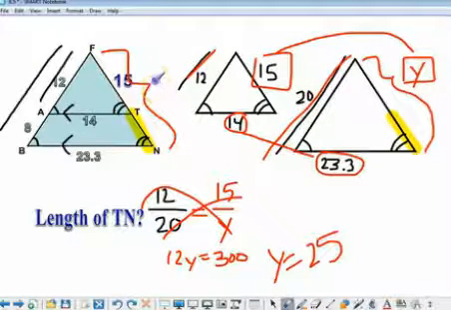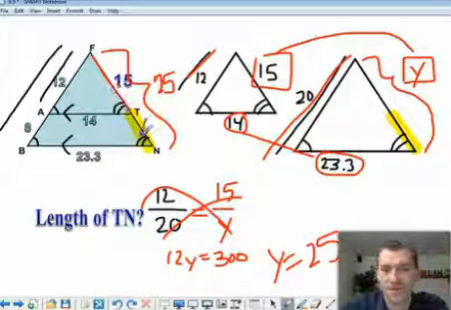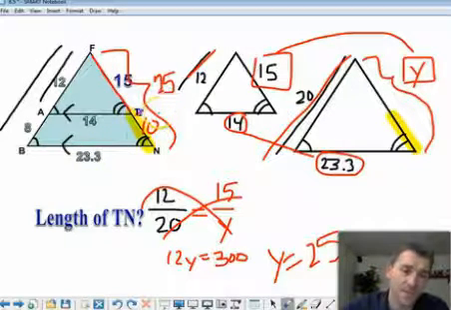That's not what we're looking to find, but it does help us get our answer, because if the whole thing is 25, and you know this piece right here is 15, therefore what remains? 10. Well, you got it. So therefore we got that side to be 10.